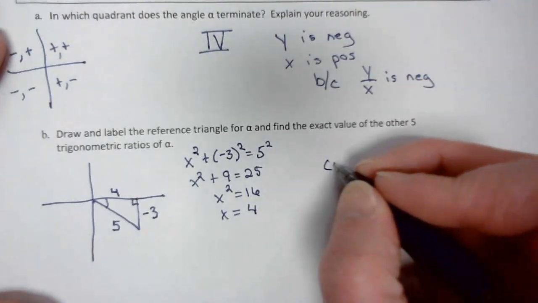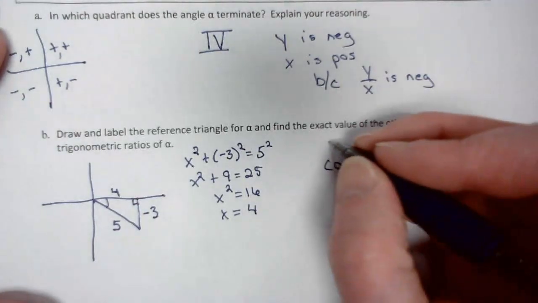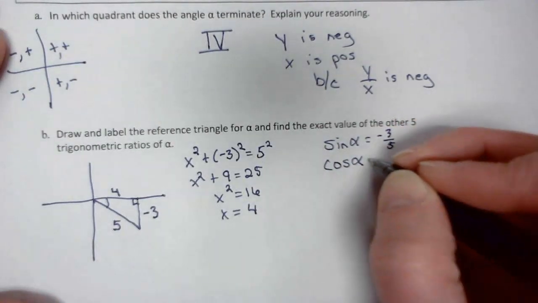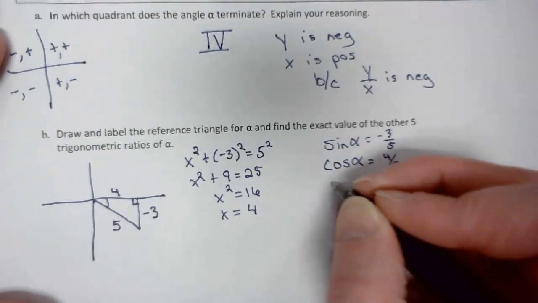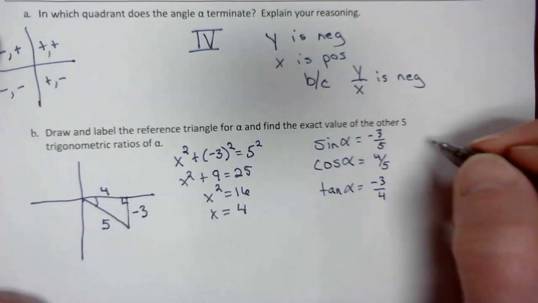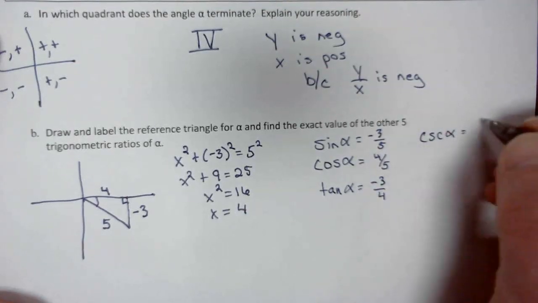And they asked me to find the other trig ratios. So we already knew sine was negative 3 over 5. Cosine would be 4 over 5. Tangent would be negative 3 over 4. And my others would just be the reciprocals.